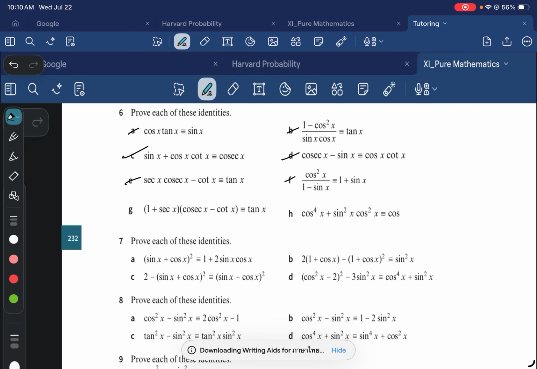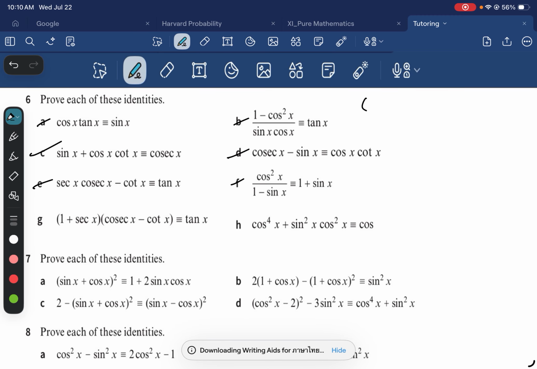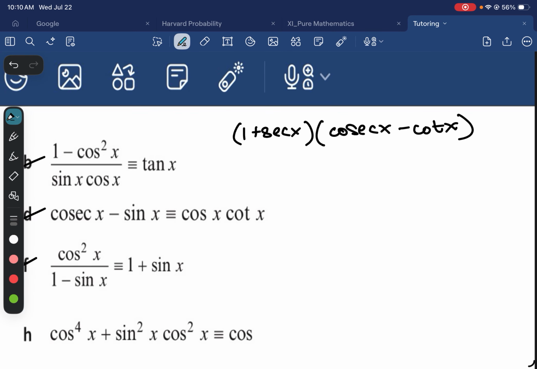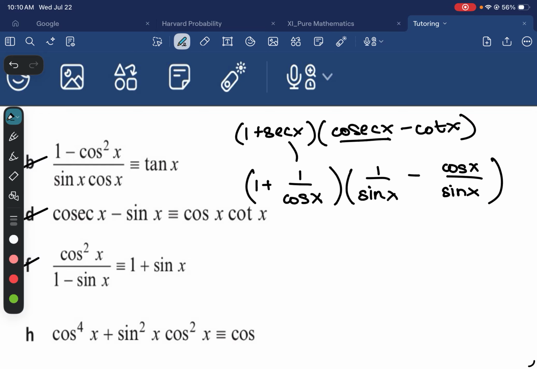Now let's do G. I have 1 plus secant x, and I have cosecant x minus cot x. That is my left-hand side. Alright. So this one, I can write it as 1 plus 1 over cos x, right? And this one, I can write it as 1 over sine x. This as in cosecant x. Cosecant x, I can write as 1 over sine x, and cot x is just cos x over sine x. Alright, so secant x is 1 over cos x, cosecant x is 1 over sine x, cot x is this expression.